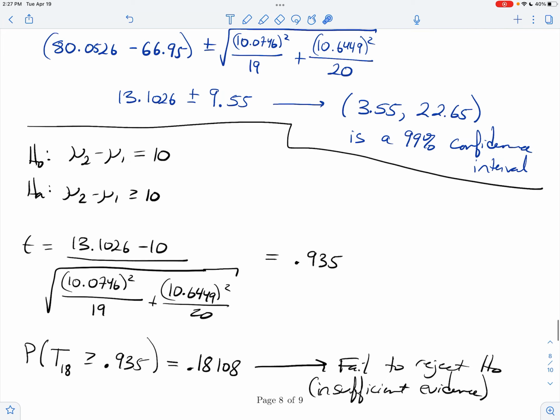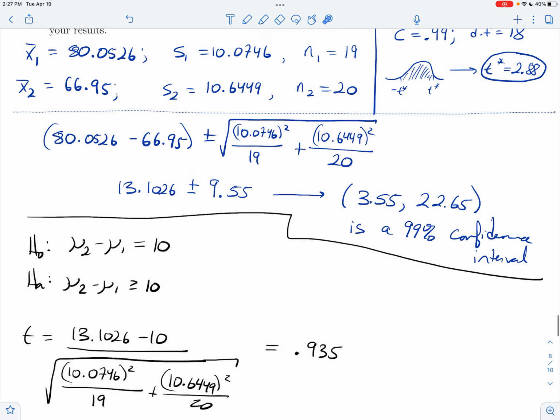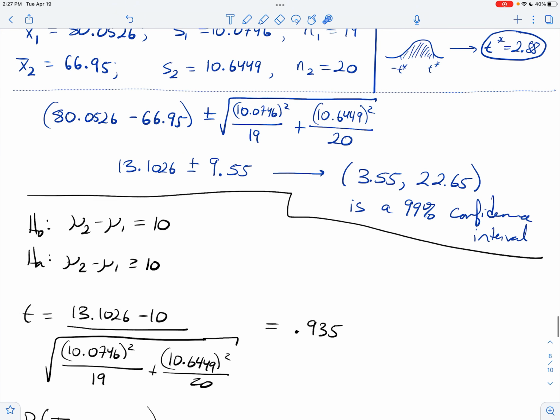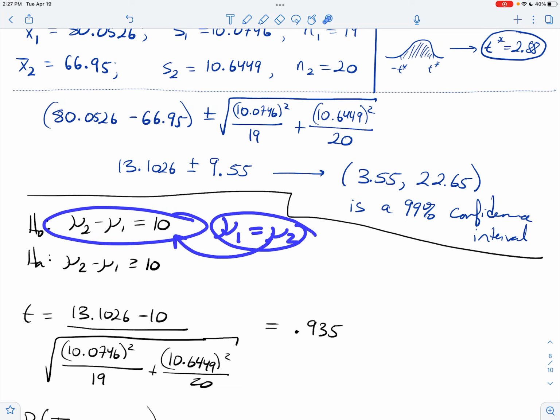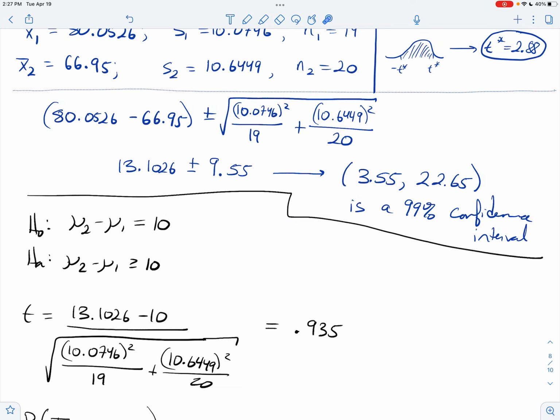So that's problem 5. The only difference is that most of the null hypothesis examples we've done is mu1 equals mu2, and this one we had a little bit different null hypothesis, but you can make it work, no problem at all.